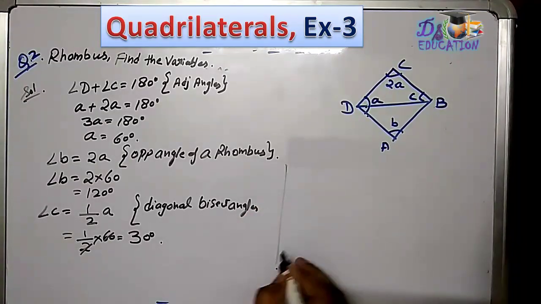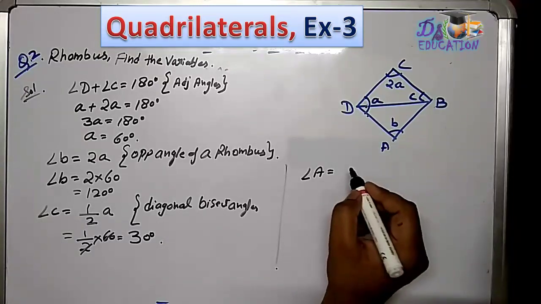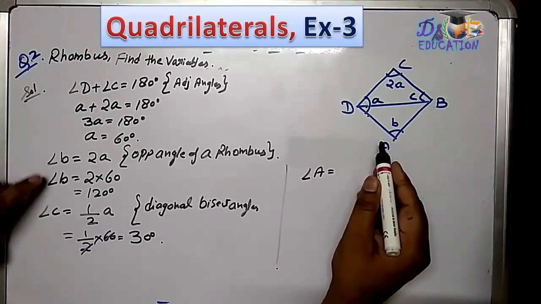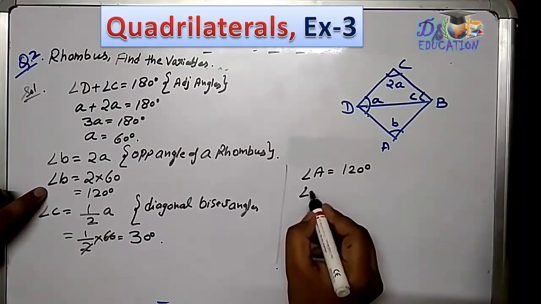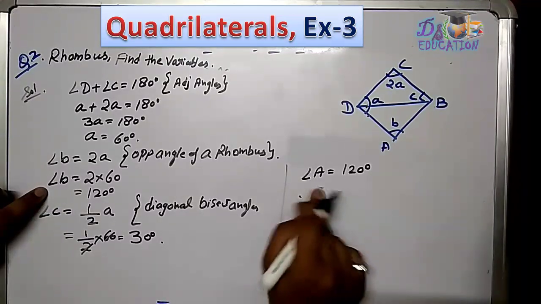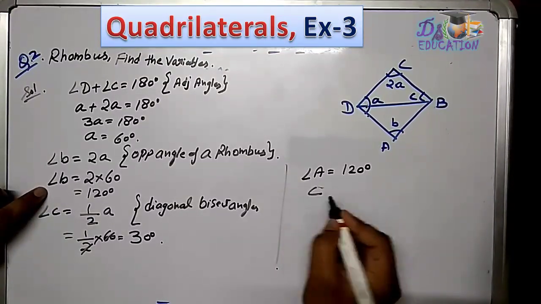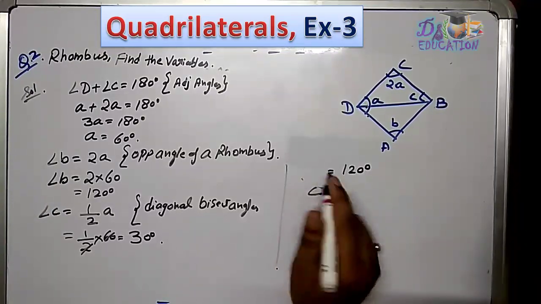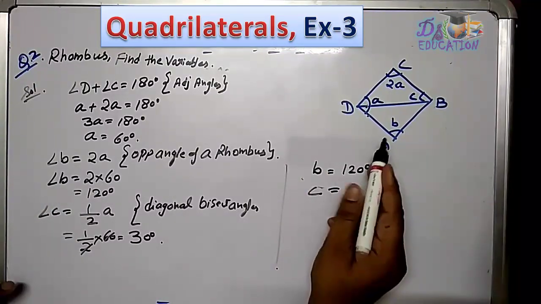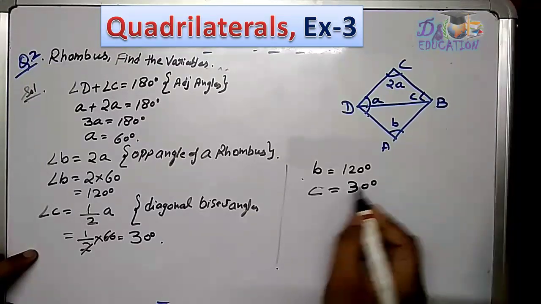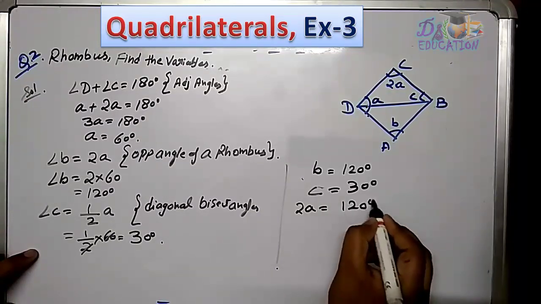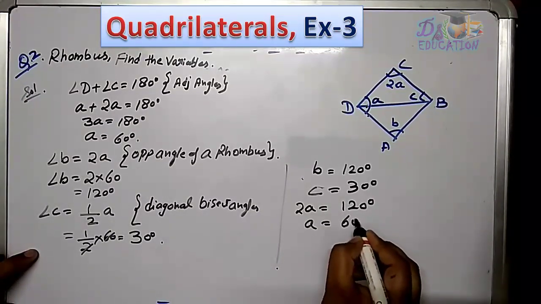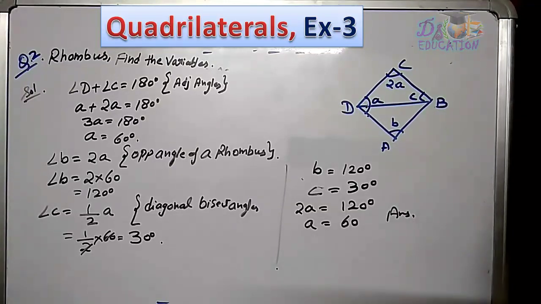Okay, so if I am writing the answers, angle B is equal to 120 degree. Second, I'm talking about C. C is 30 degree. And 2A is already given, so 2A is equal to 120 degree and A is equal to 60 degree. So these are your answers. Okay, moving to the next question now.